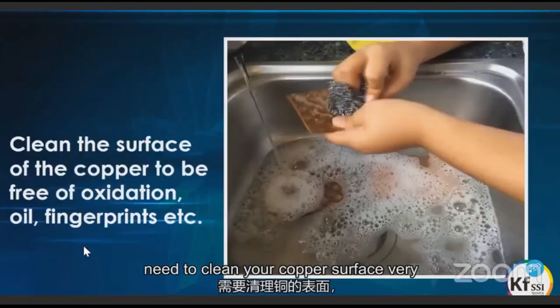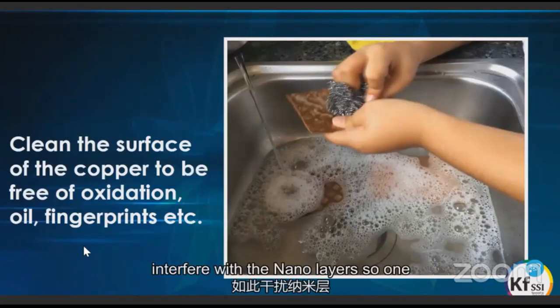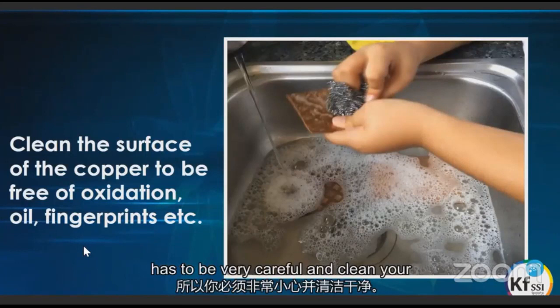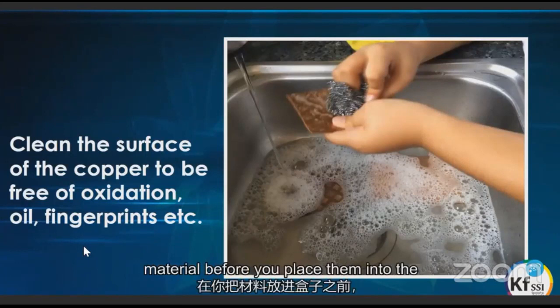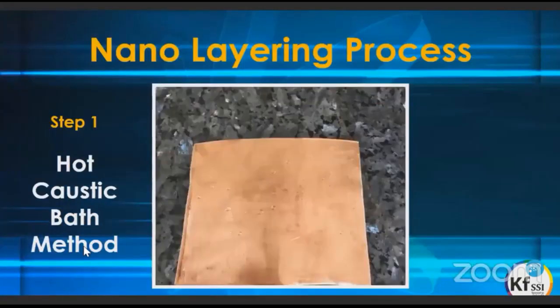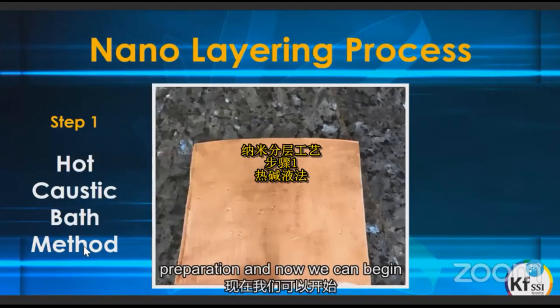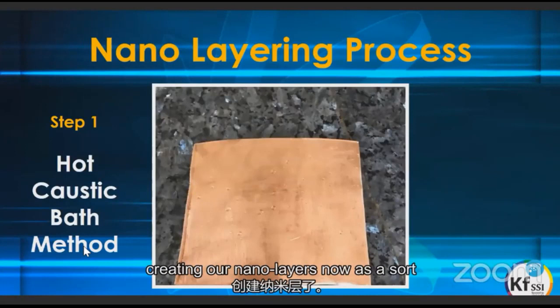You need to clean your copper surface very well, get rid of all the oxidation, your oil, your fingerprints. It's all oily and will interfere with the nano layers. So one has to be very careful and clean your material before you place it into the box. Okay, so now we've done all our preparation, and now we can begin creating our nano layers.